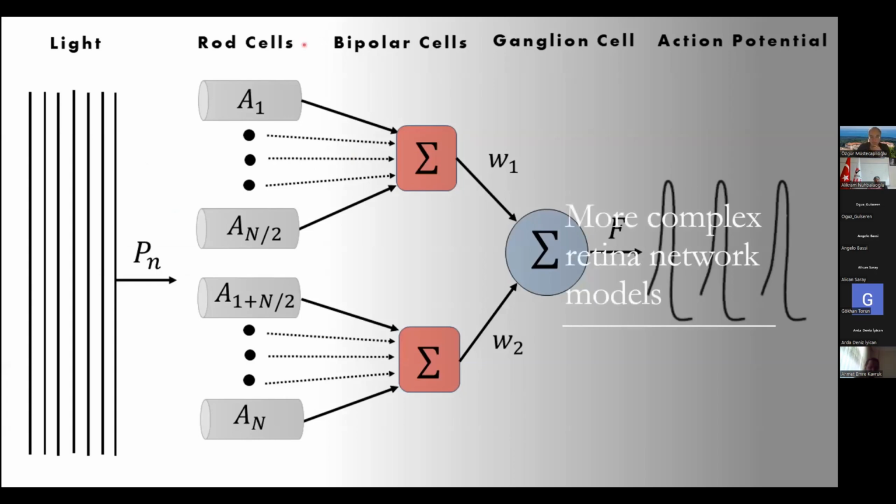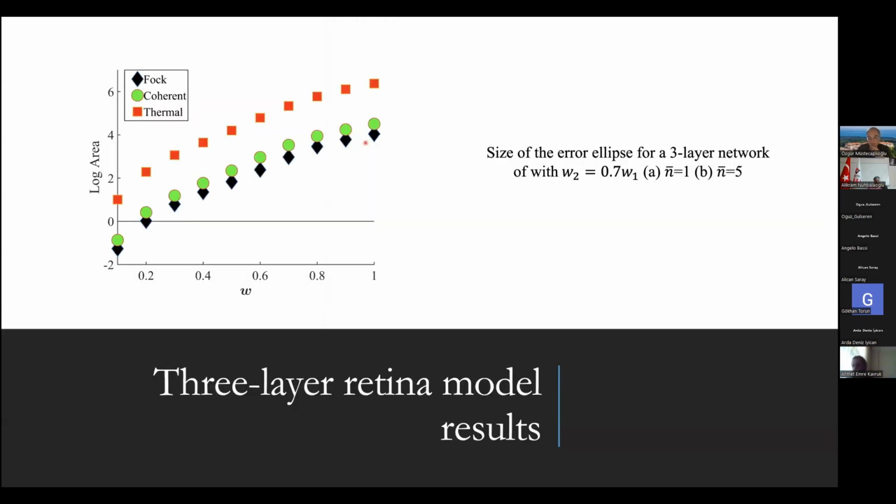Then what happens if we add more layers to the retina? Because if you remember this biological representation of the retina, we have amacrine cells, we have ganglion cells, we have different cells in the retina. If we add these layers also and make more realistic models of the retina network, again, the trend continues, that the Fock state performs better. But interestingly, if the retina becomes more realistic and more complex, then it seems that the difference between Fock and coherent states gets not that significant. Okay, but still quantum light performs much better than the classical or thermal light.